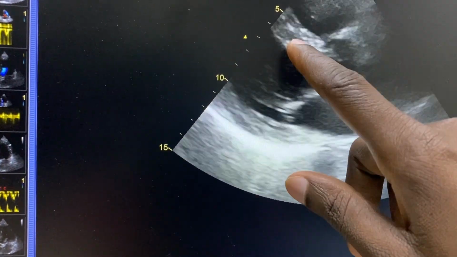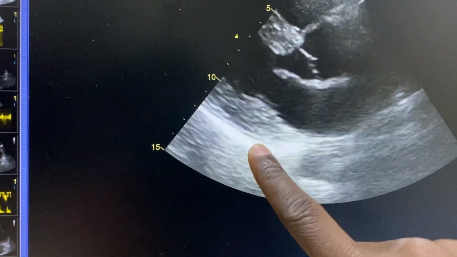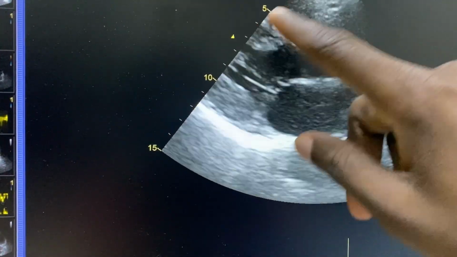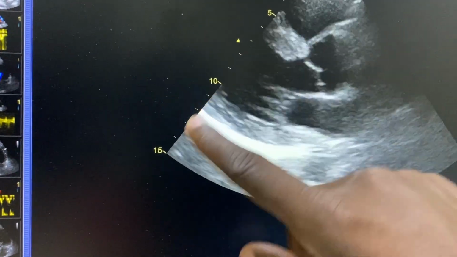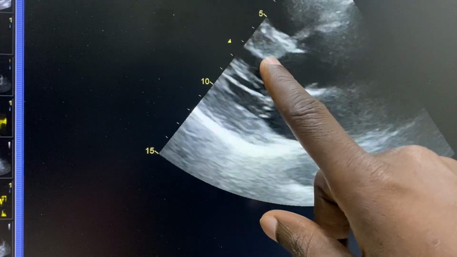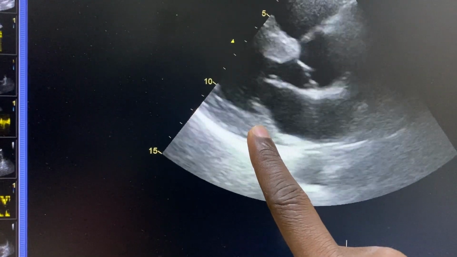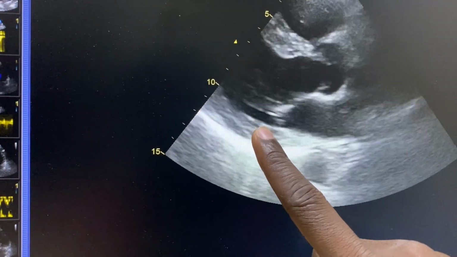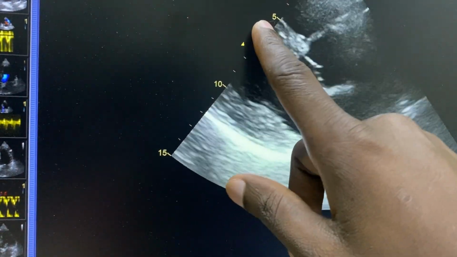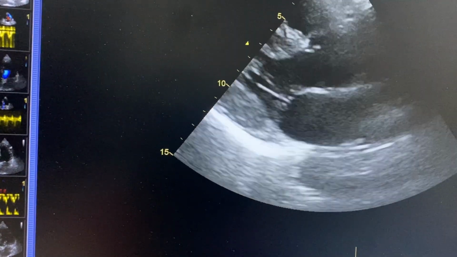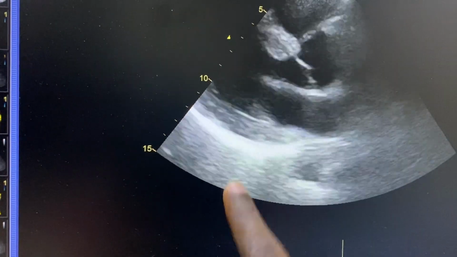So we are seeing the anterior septum at the base, the posterior wall at the base, the anterior septum mid, and then the posterior wall mid. So what do we say? We are saying basal anterior septum, basal posterior, or basal inferolateral, mid anterior septum, and then mid inferolateral. That's how we say it. So this is the base, this is the mid.